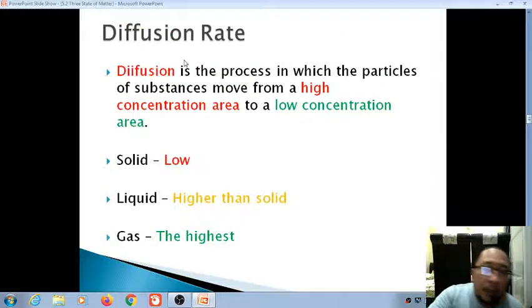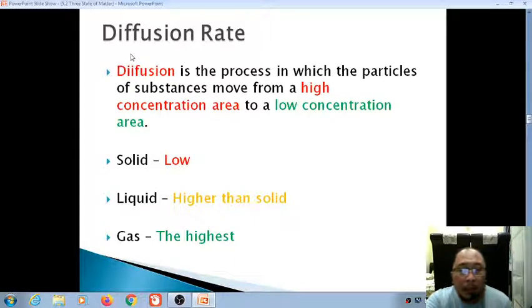Okay. So now we go into what we call the diffusion rate. What is the meaning of diffusion rate? This diffusion rate is based on the movement of particles. The meaning is, diffusion is the process in which particles or substances move from a high concentration area to a low concentration area. So this diffusion is based on the movement of particles. The movement of particles will determine the diffusion rate.